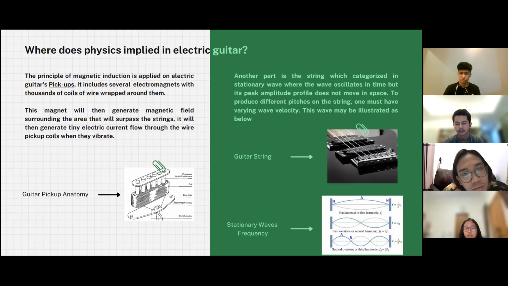Another physics fundamental in the electric guitar is located in its string. The guitar string is a perfect example of a string fixed at both ends, which is elastic and can vibrate. This is called stationary waves, in which the wave oscillates in time, but its peak amplitude profile does not move in space. The illustration of the guitar's overtones, in which both the frequency and the wavelength are displayed, can be seen in the bottom right picture. The first row is the first harmonic, the second row is the second harmonic, and the last row is the third harmonic. Next slide, please.